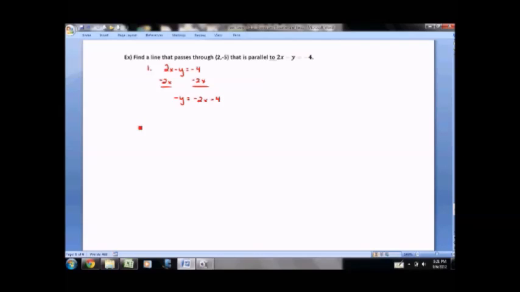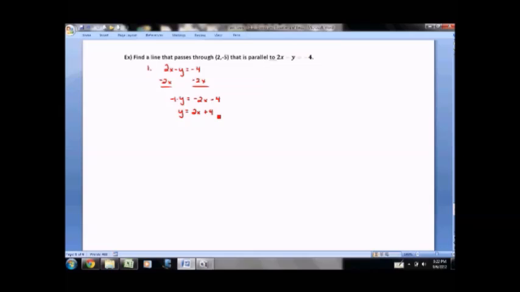Now we need to get rid of the negative in front of the y. Remember, if you have a negative in front of the y, this is the exact same thing as saying -1 times y. So to get rid of the -1, you multiply everything by negative. Or in other words, if you see the negative, that means to switch all of your signs. So if you switch all your signs, you get y equals a positive 2x plus 4.